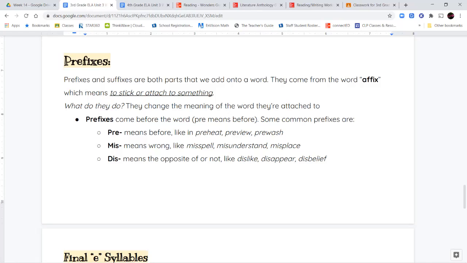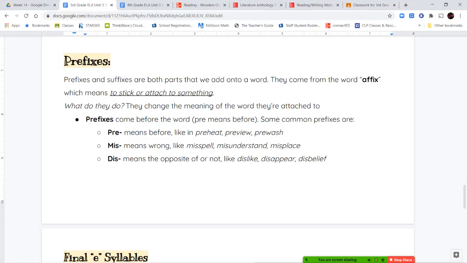The word pre means before. So if you preheat the oven, right, you're heating it up before you put your cookies into the oven. If you preview a movie, you're watching something before the actual movie, like the previews. If you've ever gone to a movie theater, those are kind of those short clips that tell you about other movies that are coming out. Or if you pre-wash something, you're washing it before you use it.